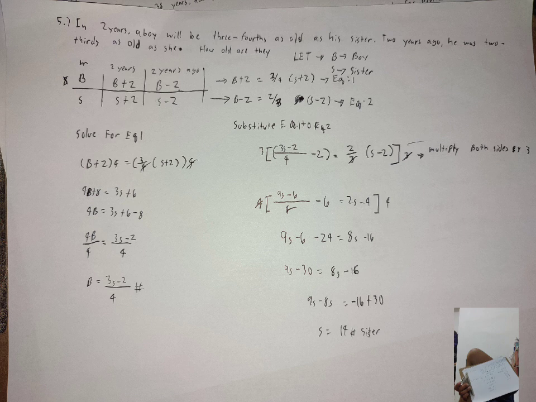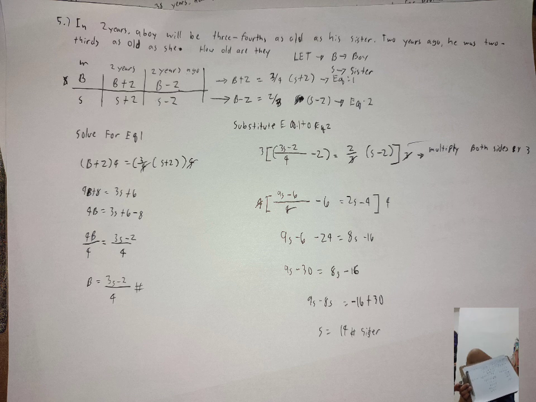So b plus 2 multiplied by 4 equals 3/4 multiplied by s plus 2. So the answer would be 4b plus 8 equals 3s plus 6. 4b equals 3s plus 6 minus 8. So, divide both sides by 4. So, it would give you the answer of b equals 3s minus 2 over 4.